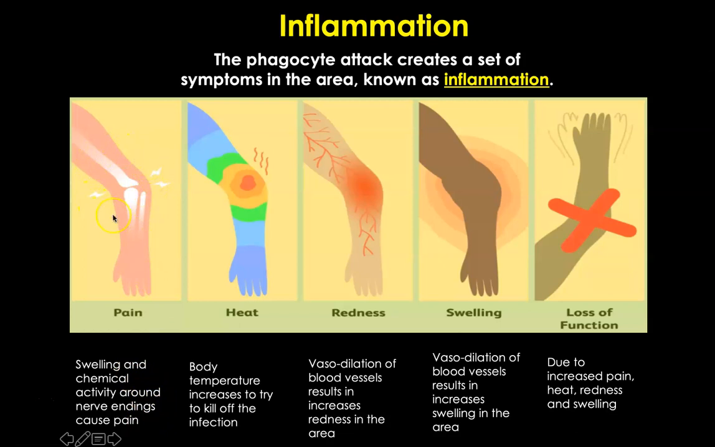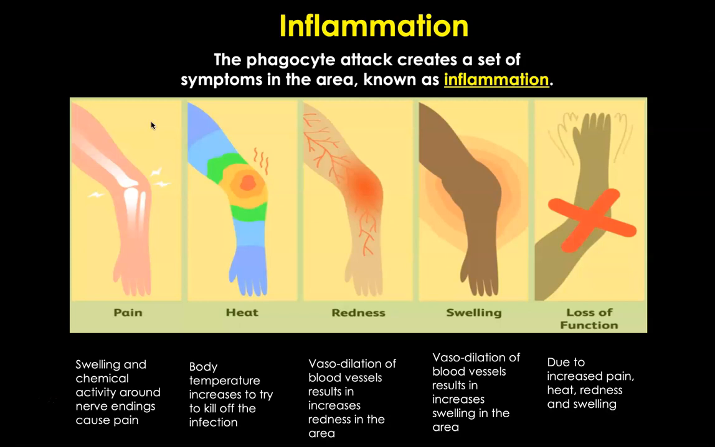So that swelling that starts to occur as soon as you rip a muscle or tear a ligament or even get a mosquito bite, that swelling around that area starts to press on nerve endings, and that relates to the brain as the perception of pain. All right, the next thing is heat. So increased heat. If we have an infection, it's a great response from your body to try to increase your body temperature in order to kill the pathogen.